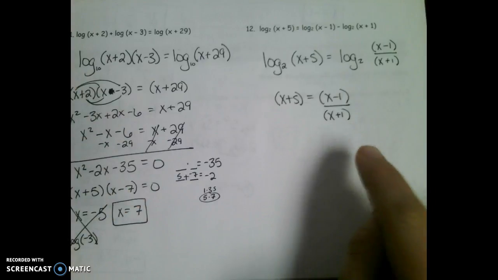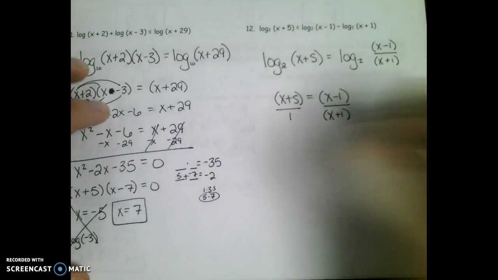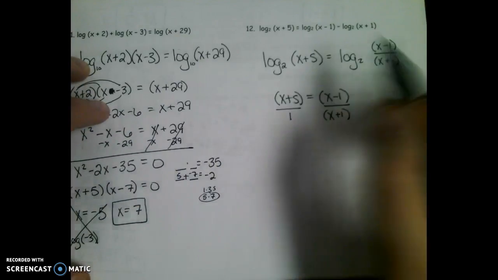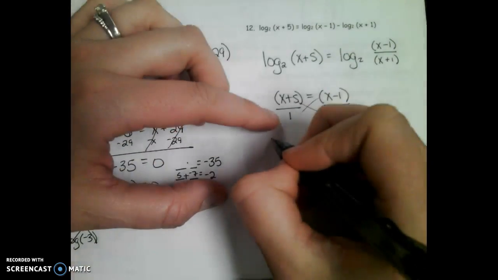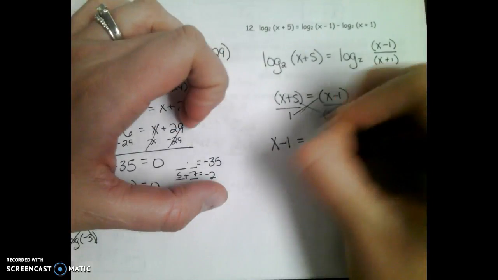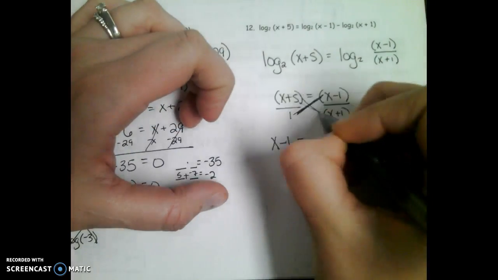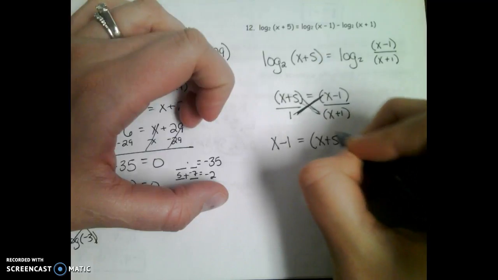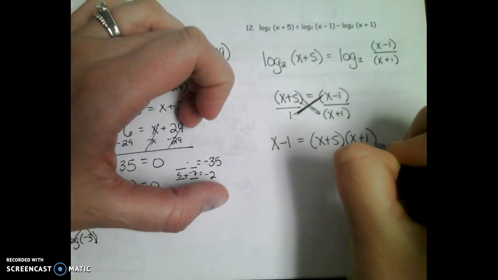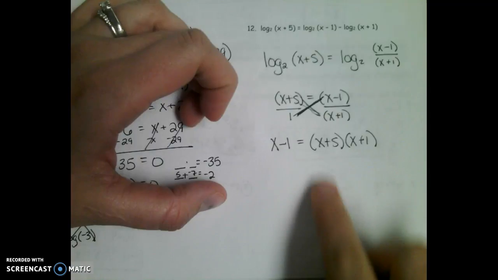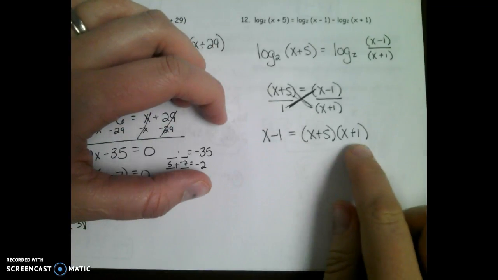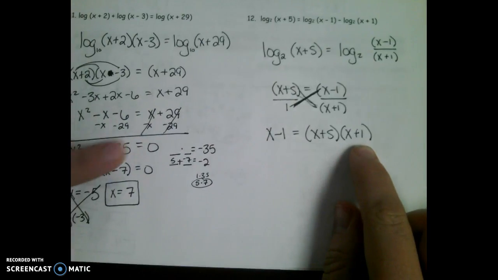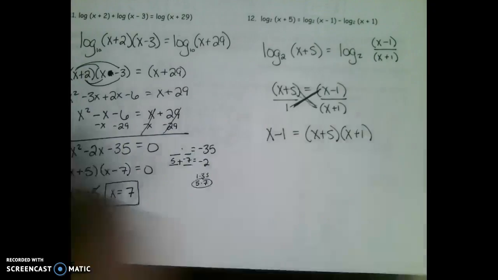This one's kind of weird, but if you remember proportions, anytime you have fractions and an equal sign, you can cross multiply. So x minus 1, that'd be this one, equals x plus 5 times x plus 1. I want you to try to finish this on your own. So double distribute, FOIL, whatever you call it. Get 0 on one side, factor, solve, check your solutions.